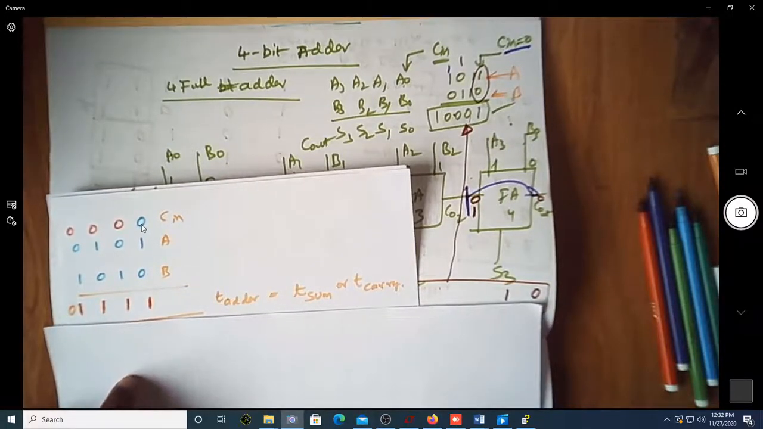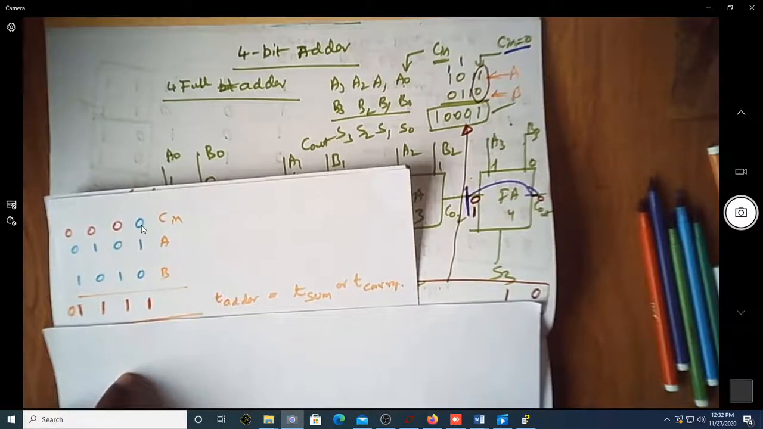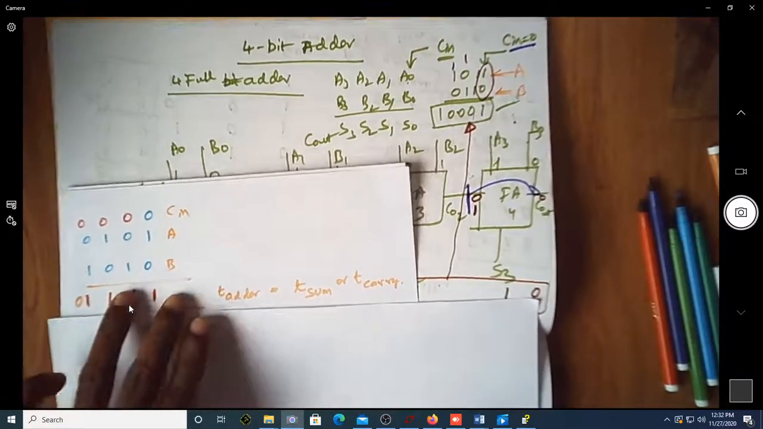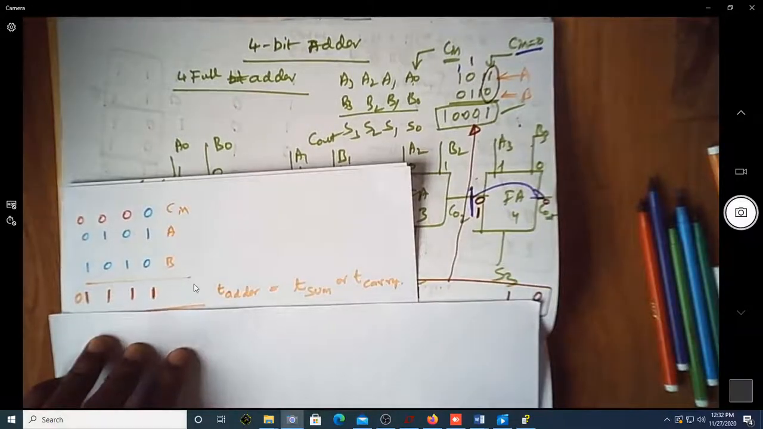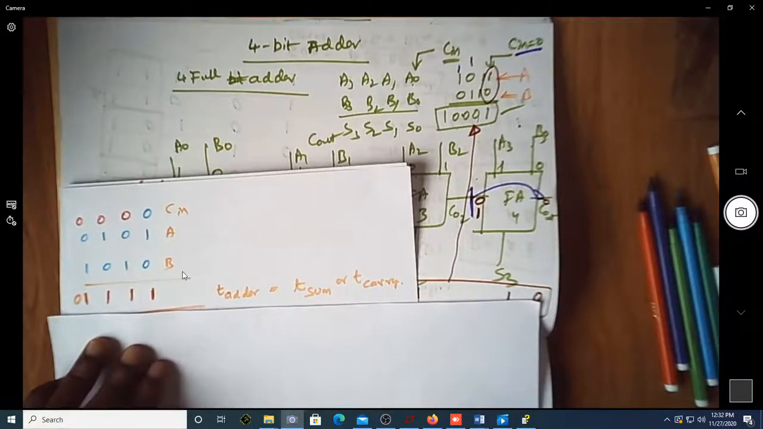If the actual input coming in here is 0, then we know that for the full adder the 3 inputs are 0 1 0, so sum is 1, carry is 0. Again here you can see sum is 1, carry is 0, sum is 1, carry is 0, sum is 1, carry is 0. This is the expected output we're going to get. If we want to find out the time required to get this output from an adder circuit, it is just the T sum or the T carry.